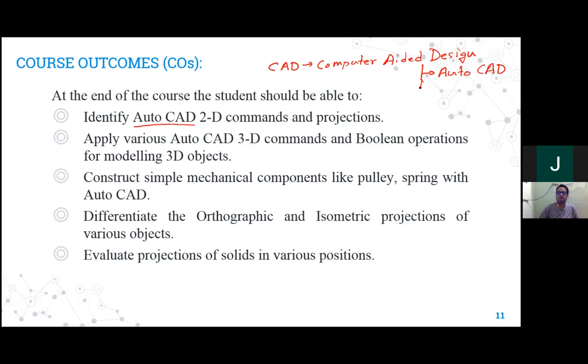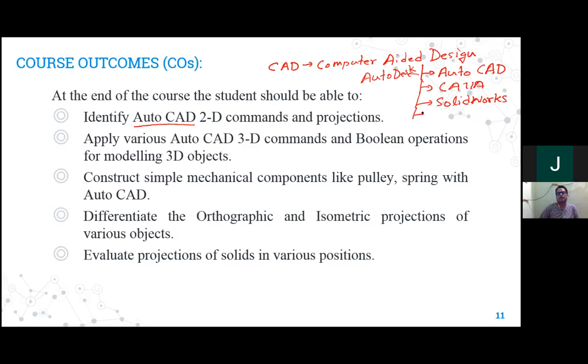Second is CATIA. These are advanced softwares. AutoCAD is made by the company Autodesk, whereas CATIA is from Dassault Systemes. There is another product of Dassault Systemes, that is SolidWorks.